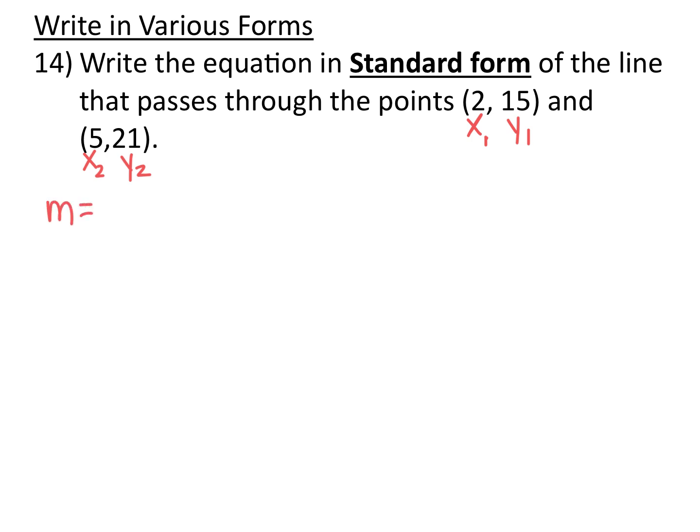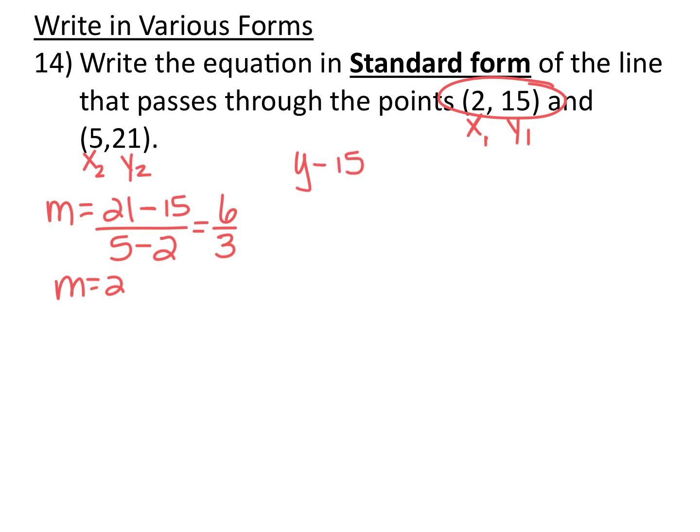If you're going to use this the long way, 21 minus 15, and again, I'm just doing the slope formula here. 5 minus 2, 6 over 3 gives me a slope of 2. And I'm going to do point slope form with this 2, 15. So y minus y1 equals m times x minus x1, we would need to distribute. And this is in those folding notes that we did. 2 times x is 2x, 2 times negative 2 is negative 4.